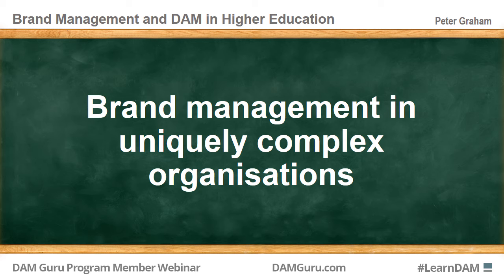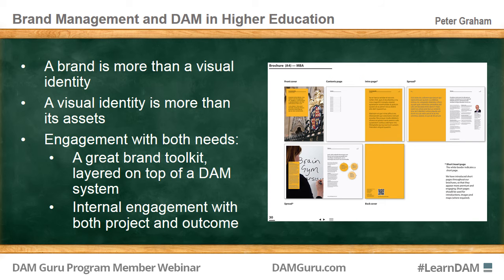Universities are uniquely complicated organizations, and all of them have a brand. Some have world-renowned brands, some really you've never heard of. Many of them place varying levels of importance on their visual identity, and we all know that a brand is much more than a visual identity, and obviously a visual identity is a lot more than the assets that compose it. So managing these assets is obviously vital, but it's only one part of a much greater picture.